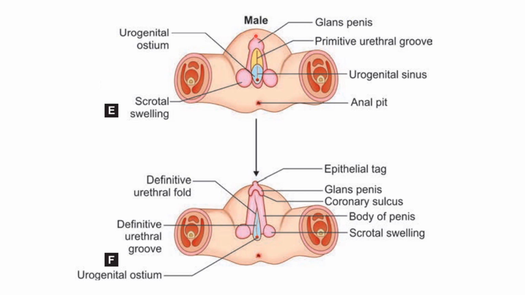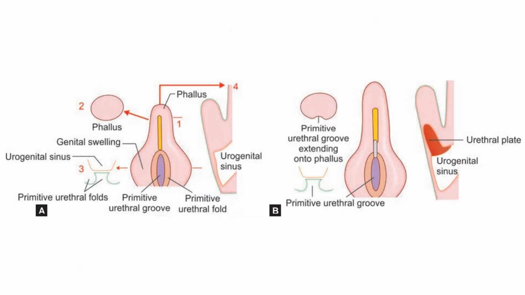As the phallic tubercle grows enormously in the male, this primitive urethral groove also will be growing along with it. You can see the enlarged primitive urethral groove over here, and since this is the external surface, it will be covered by the ectoderm, so this groove also will be covered by the ectoderm, and this groove now we can call the primitive urethral groove. In the subsequent slides we are going to see the further development of male external genitalia.